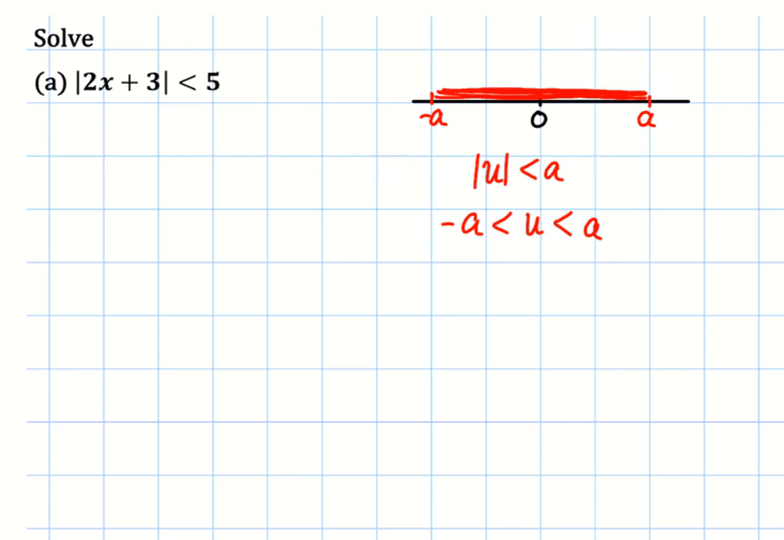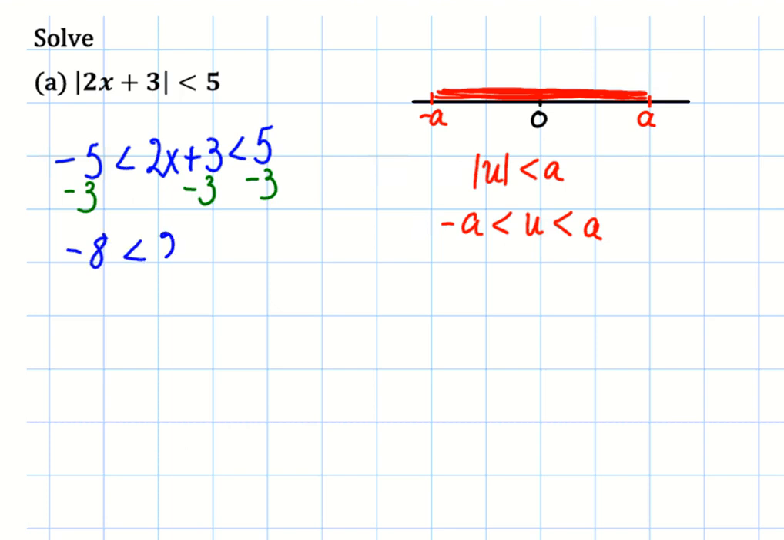So let's rewrite this problem so that we have negative 5 is less than 2x plus 3 is less than 5. You need to start on the inside and isolate until you just have x. So we're going to subtract 3 in all 3 sections. So we have negative 8 is less than 2x is less than 2.